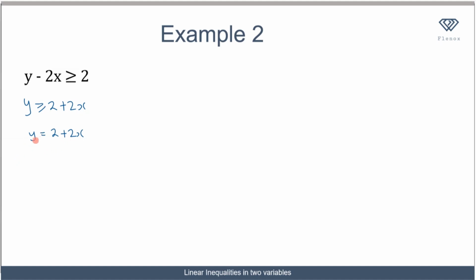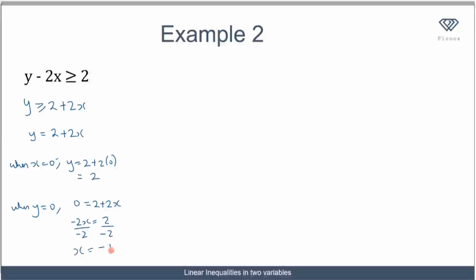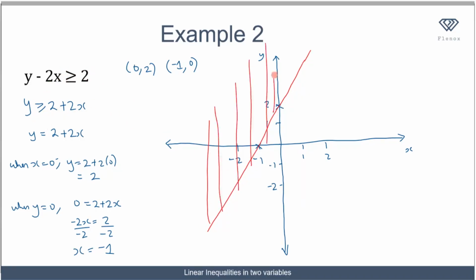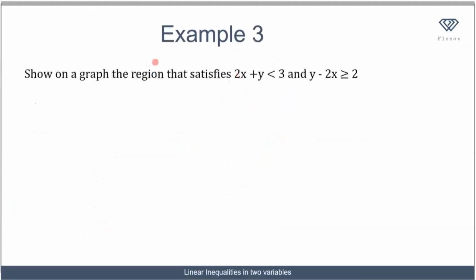We do that by finding the coordinates when x and y are 0. So when x equals 0, what is the value of y? The value of y will be given as 2 plus 2 into bracket 0, which will be equal to 2. Now what happens when y is 0? When y is equal to 0, the value of x will be given as 0 is equal to 2 plus 2x. So we have minus 2x is equal to 2. If I divide both sides by minus 2, I have x is equal to minus 1. So my first coordinate will be 0, 2, and my second coordinate will be, my x value here is minus 1, and my y value here is 0.